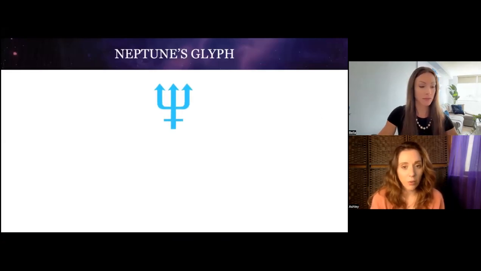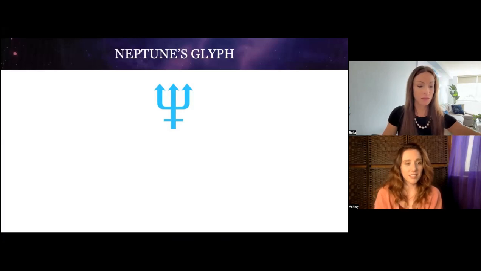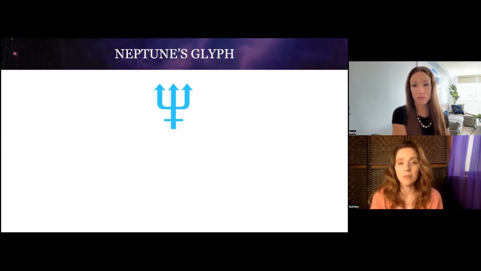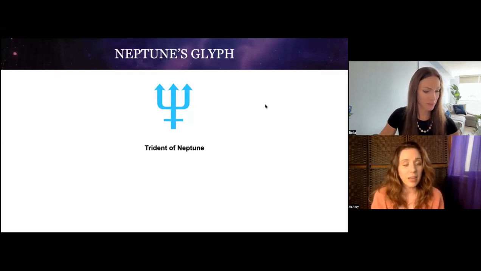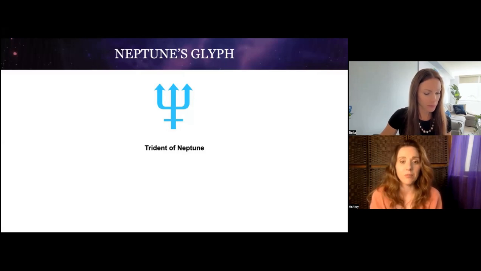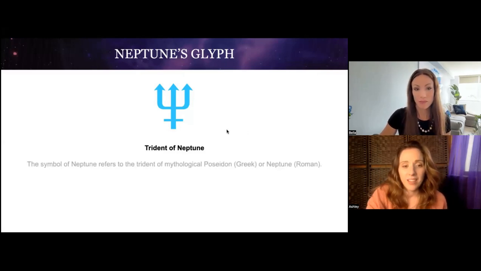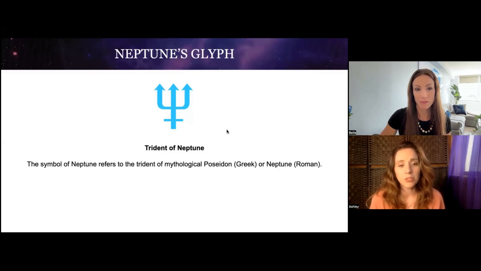So let's get oriented with the glyph, because the sigils that we see, the glyphs for each of these planets, they hold meaning. It's the trident of Neptune, and Neptune is the god of the sea. And so, of course, the planet glyph looks like a trident. This symbol refers to the trident of the mythological Poseidon or Neptune. We call the god of the sea Poseidon if we are referencing Greek mythology, and Neptune if we're referencing Roman mythology. So they're the same god.